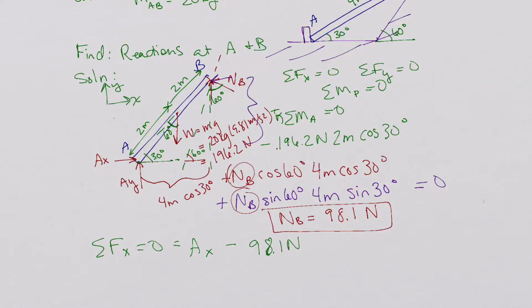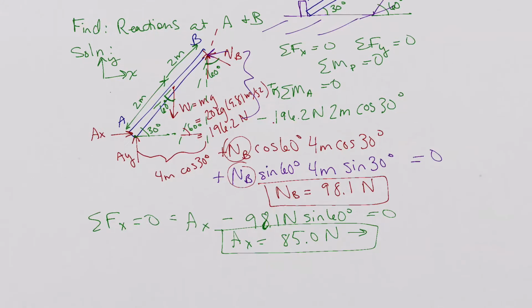Sorry about that dot there. And times the sine of 60 degrees. And that equals 0. So AX equals just that 98.1 times the sine of 60. So that's 84.96, so 85.0 newtons. We got it positive, so that means we were right. So it's 85 newtons, and it's to the right.